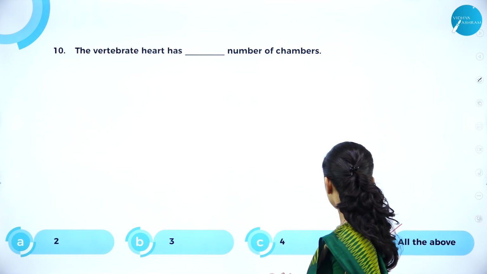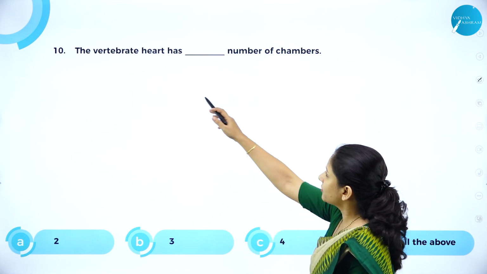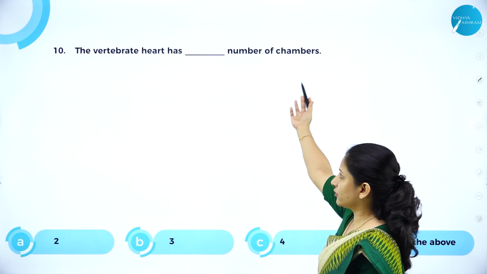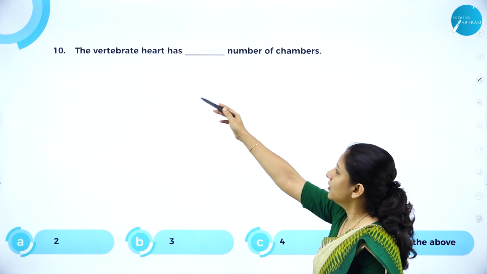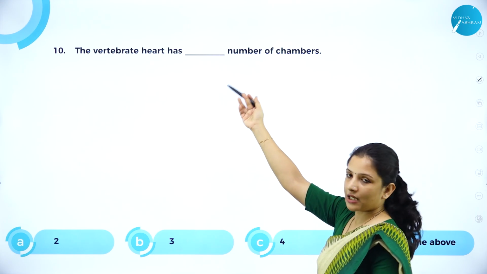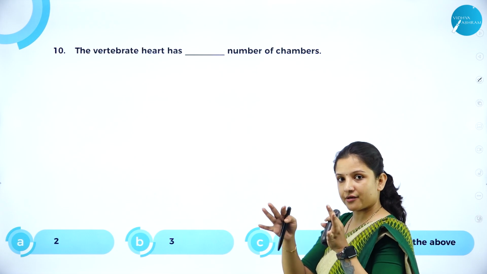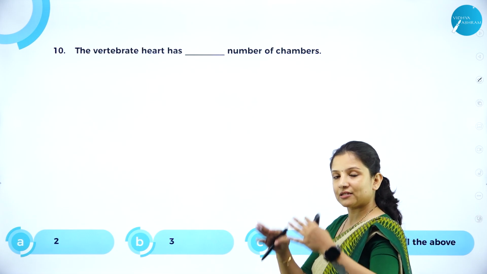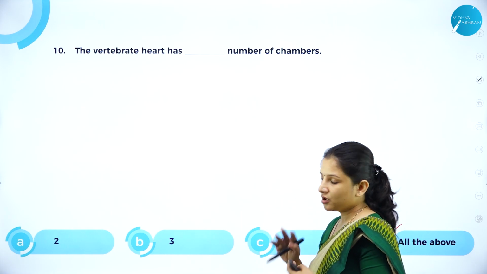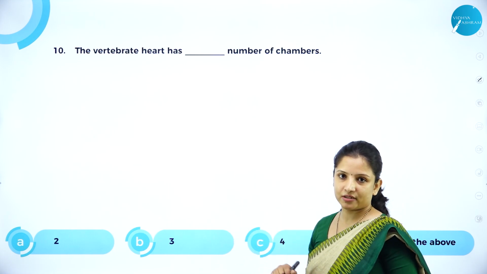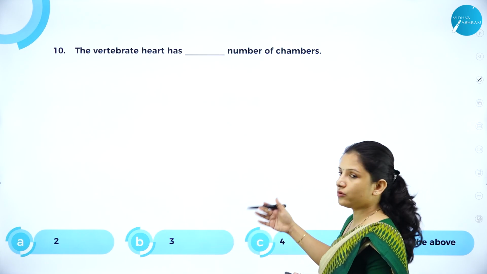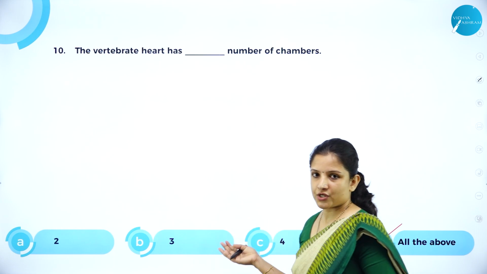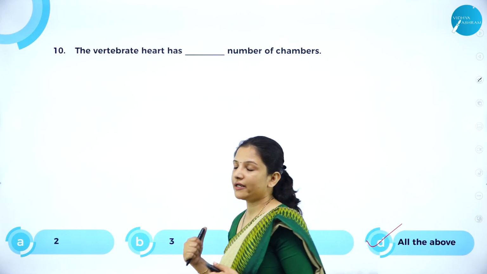So therefore, all of the above is the right option, because I have not mentioned there that the aves heart has dash number of chambers, or that the Chondrichthyes heart has dash number of chambers. I have asked in general, vertebrata. Under vertebrata, Chondrichthyes, Osteichthyes, aves, mammals, all of them come. So some of them will have 2, 3, 4 chambers. Therefore, all of the above is the right answer here.